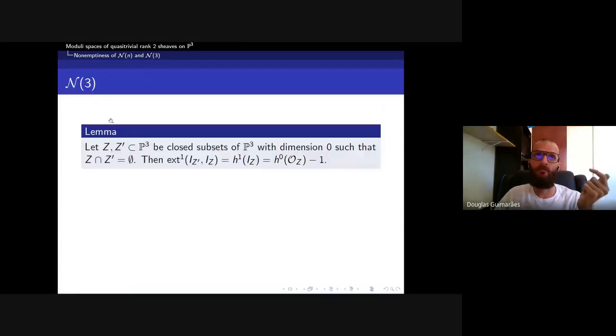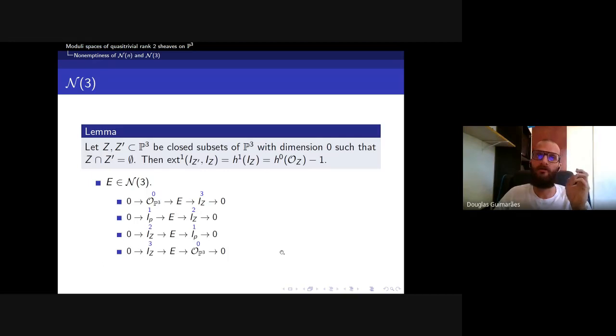So to study N3, I will need this lemma here, and this lemma computes the dimension of this Ext^1 of I_Z', I_Z whenever these two closed subschemes of P3 do not intersect. So this is just the length of this right side here minus 1. So if you fix a semi-stable rank 2 sheaf with Chern classes 0, 0, minus 6 now in N3, we have these possible cases, putting 0 here, 3 here, 1, 2, 2, 1, or 3, 0.